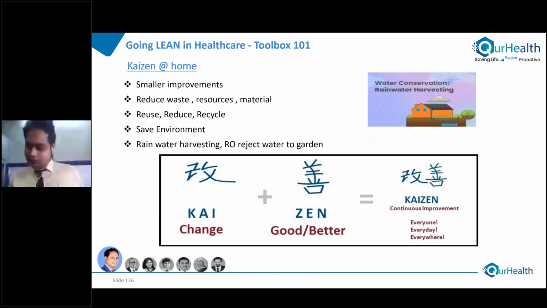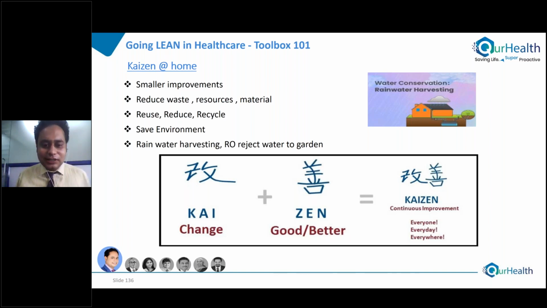So the next slide is basically about Kaizen. Kaizen is also a part of the fourth S. Kaizen means a small improvement which can be done. There are various examples of Kaizen in hospitals, and a lot of money can be saved, in lakhs and crores of rupees, which is all a part of the 5S methodology.